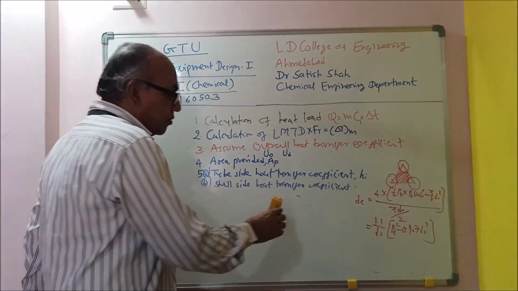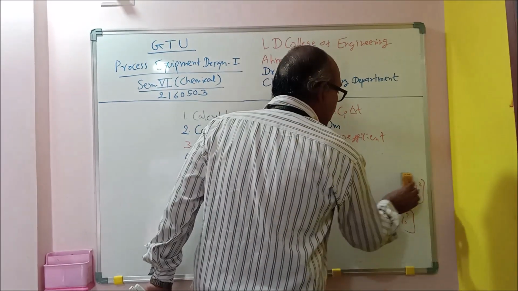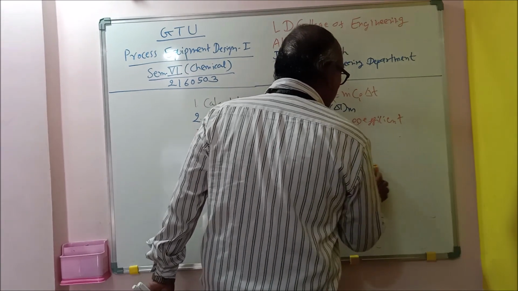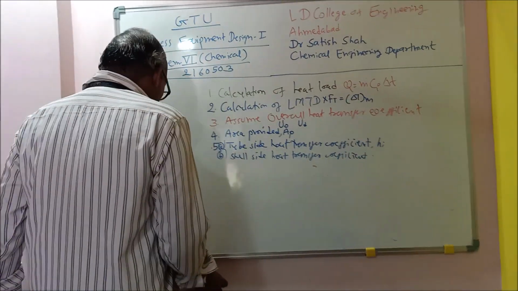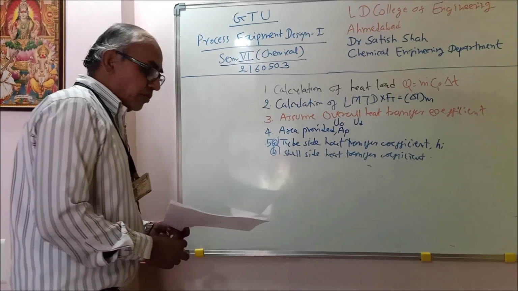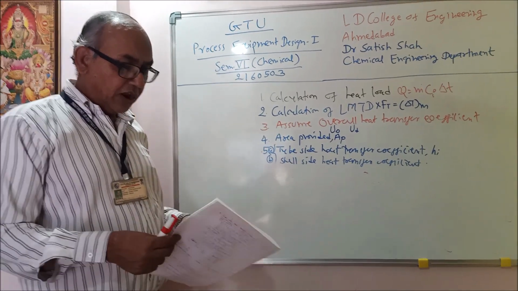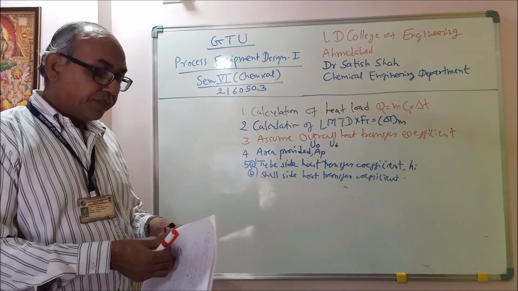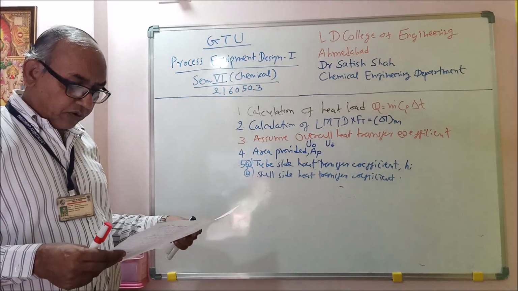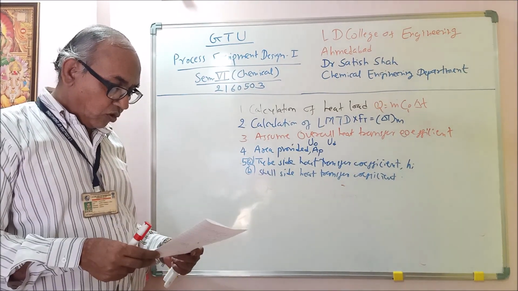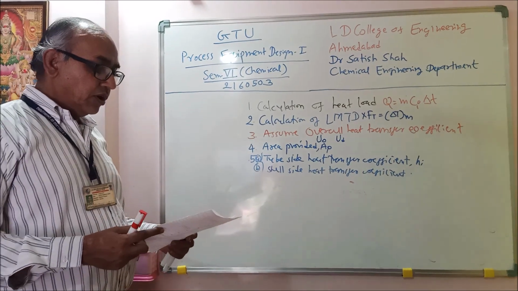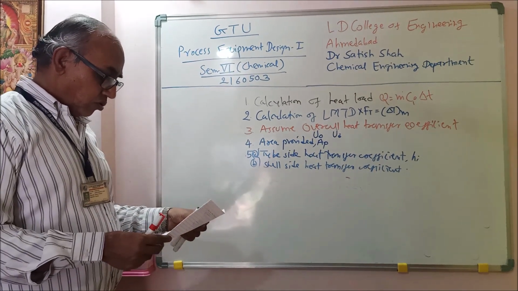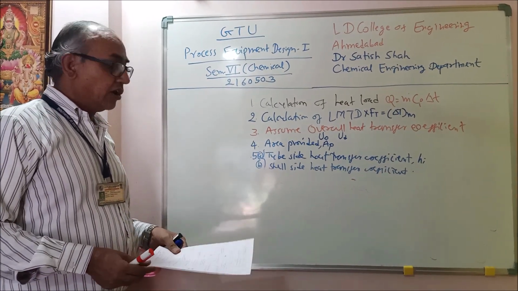So this way the equivalent diameter, either for square pitch or triangular pitch, will be known to you. You will calculate the Reynolds number, you will calculate the Prandtl number, and then you will calculate the shell side heat transfer coefficient. So I hope it is clear to you. Alright, so this way you will calculate the shell side heat transfer coefficient.